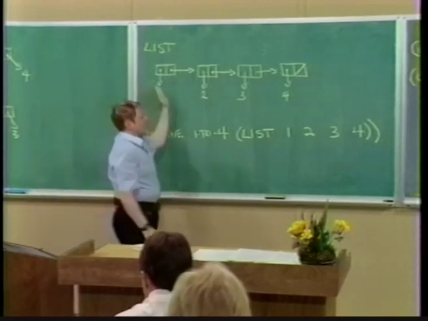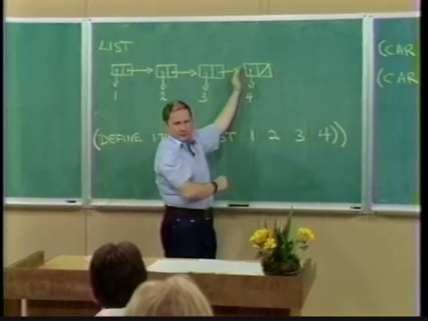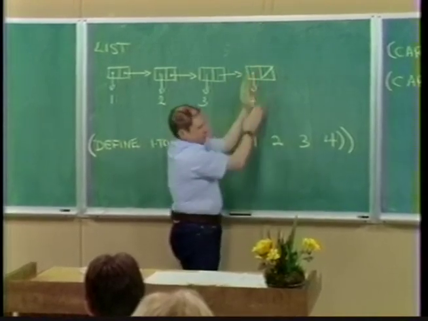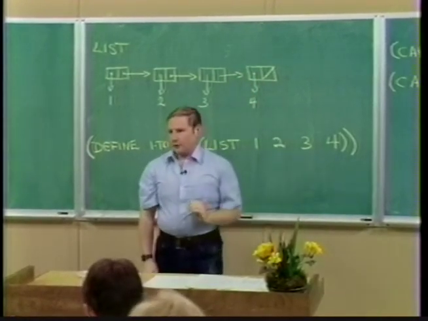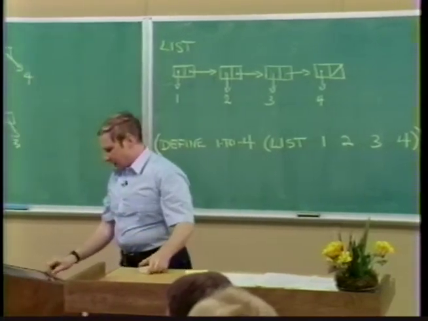And finally, when I get all the way down to the end, and I only have this end of list pointer, this thing whose name is nil, well, I just return an end of list pointer. So there's a recursive strategy for doing that. Here's the actual procedure that does that.